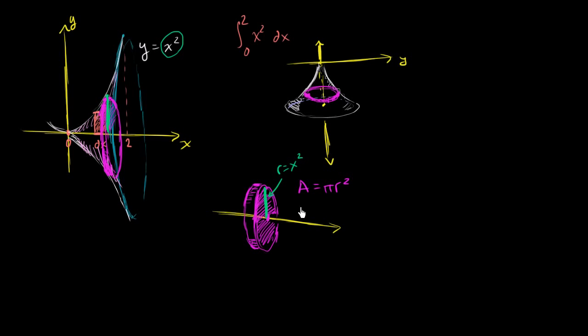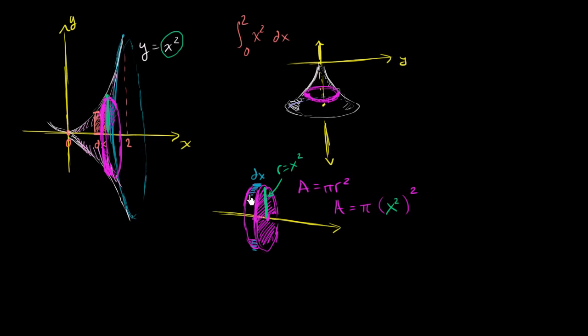So the area of the face for a particular x is going to be equal to pi times f of x squared. In this case, f of x is x squared. Now, what's our volume going to be? Well, our volume is going to be our area times the depth here. It's going to be that times the depth, times dx.